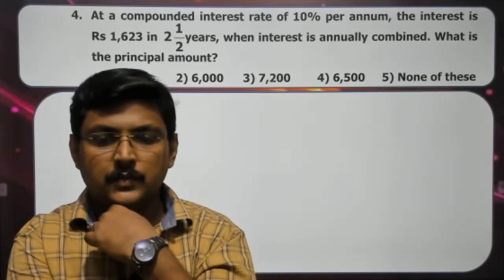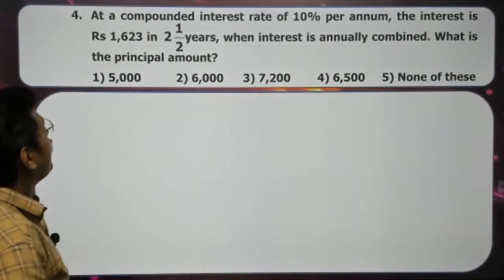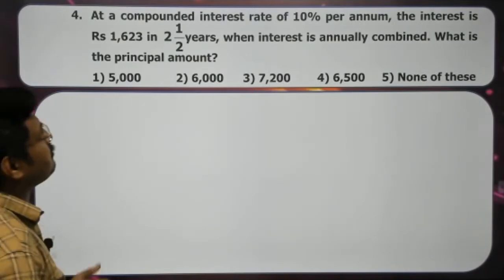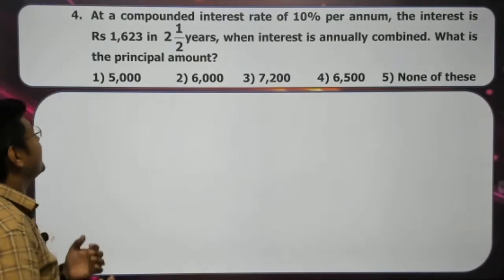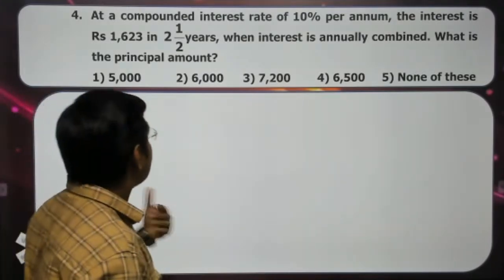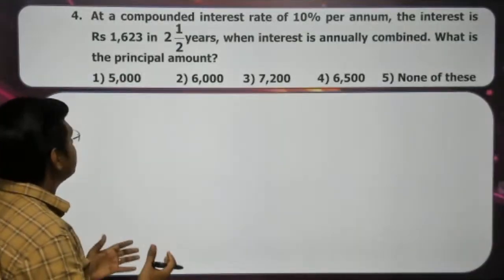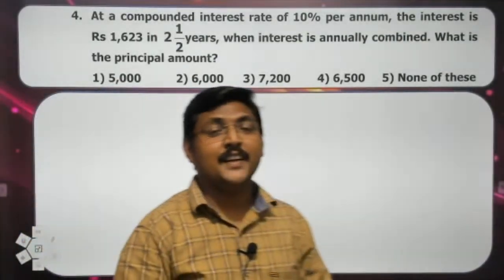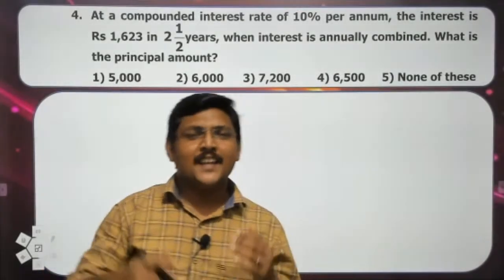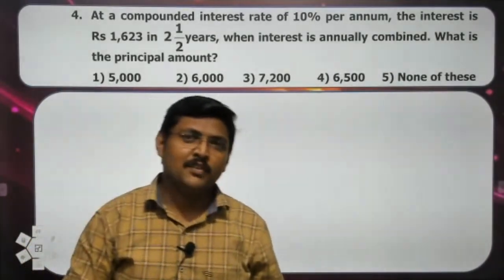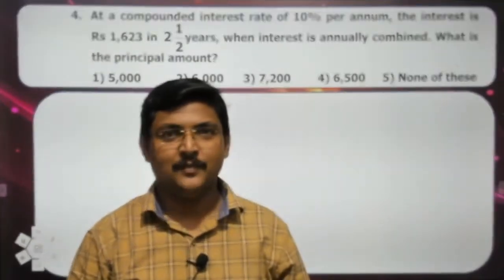Okay. So I am explaining this, listen carefully. At a compound interest rate of 10% per annum, the interest is rupees 1,623 in 2.5 years. When interest is annually compounded, what is the principal amount? So we need to find the initial invested amount. And we know that when we are dealing with compound interest, we will always use the Pascal's triangle frame to answer the question, right?